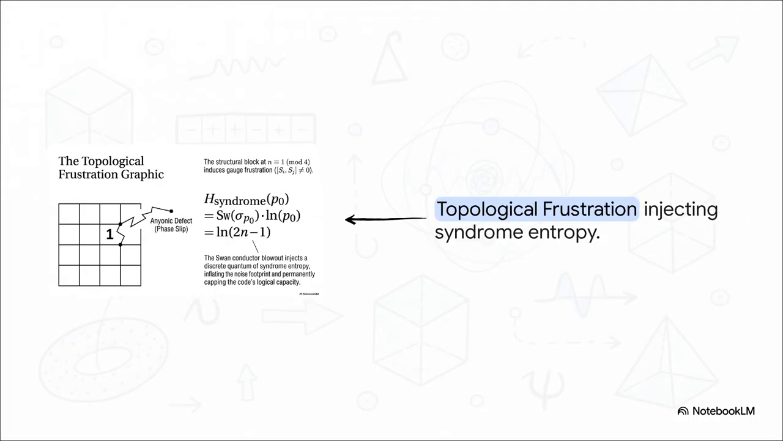So how does that non-Hadamard structural block actually manifest in the physical world? Well, it shows up as an anionic defect, essentially a phase slip on the quantum lattice. That exact Swan conductor blowout we calculated earlier injects a discrete quantum of syndrome entropy, equal to the natural log of 2n-1, permanently inflating the noise footprint and permanently capping the code's logical capacity.